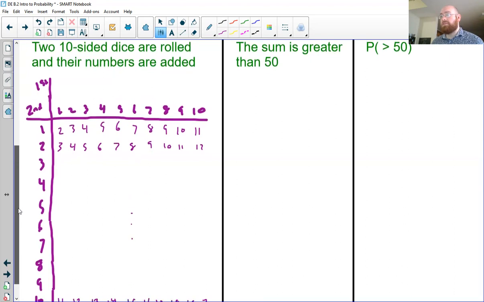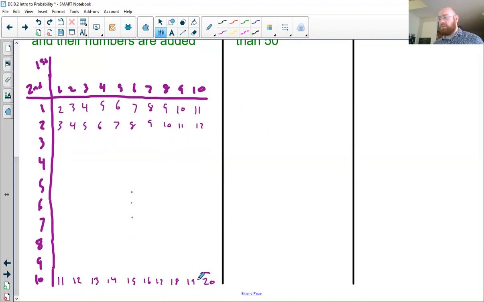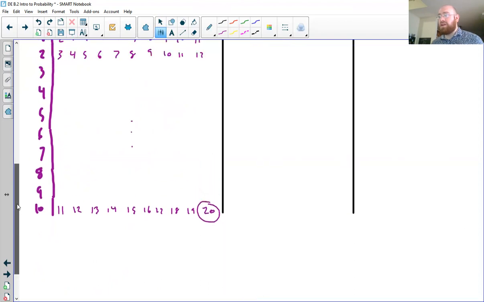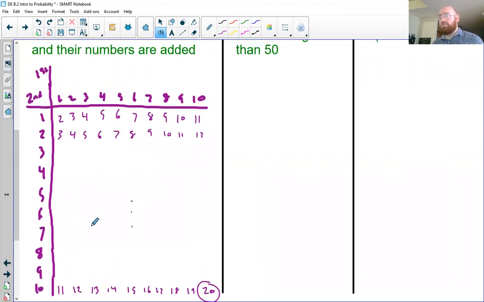So we want the sum greater than 50. So notice that the biggest number in this table is 20. Hold on, there's one last thing I forgot. We need to actually compute the size of our sample space. Notice that with 2 dice, we get a table with 100 entries. So the size of our sample space is 100.